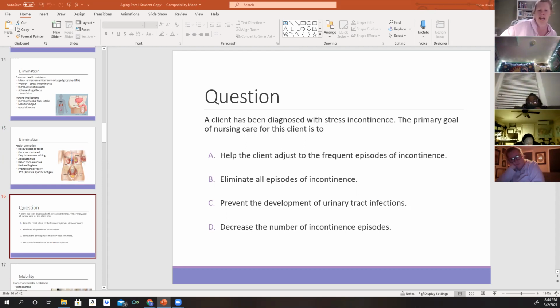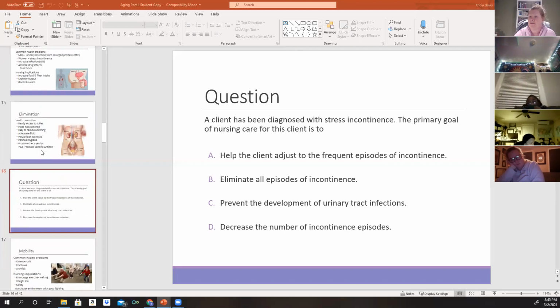We want to help the client adjust to the incontinence, but it's not going to treat the problem. We want to try and treat the problem. And with stress incontinence, if you were thinking that maybe it was C, it's not really C, because if they're getting the pee out, it's not really staying in there and they're not really at risk for that urinary tract infection.